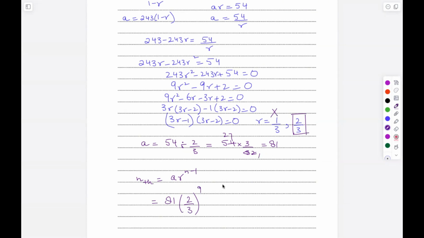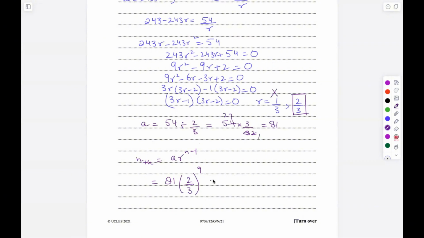So writing 2 upon 3 to the power 9 in the brackets, this will become 512 upon 19683. So we'll write it as 81 into 512 upon 19683. So multiplying this by 81, we will get 512 upon 243. So the 10th term will be 512 upon 243.